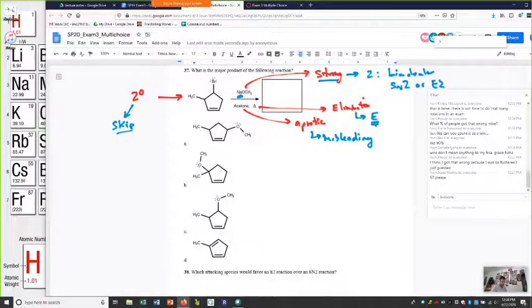If I'm going to eliminate, where's the best place to eliminate? We've got a hydrogen here or a hydrogen here. I want to eliminate to form the most substituted potential product. So I'm going to eliminate in the case on the blue side because I'm going to get a more substituted pi bond. Okay? That then drops me to answer choice D, which is the correct answer.